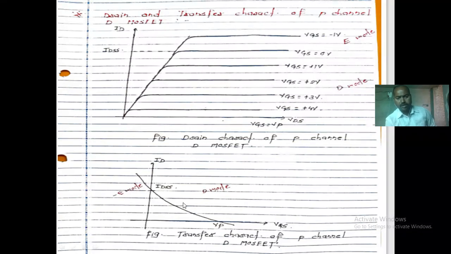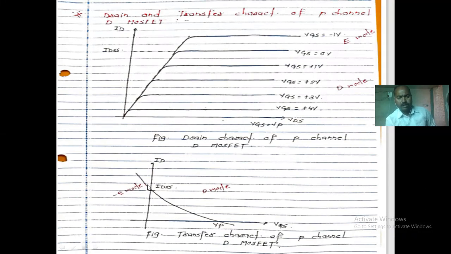Here is a negative, here is a positive. As we increase the negative value of VGS, consider here -4 volt. In that case, during this VGS equal to -4 volt, there should be the largest amount of current flow.